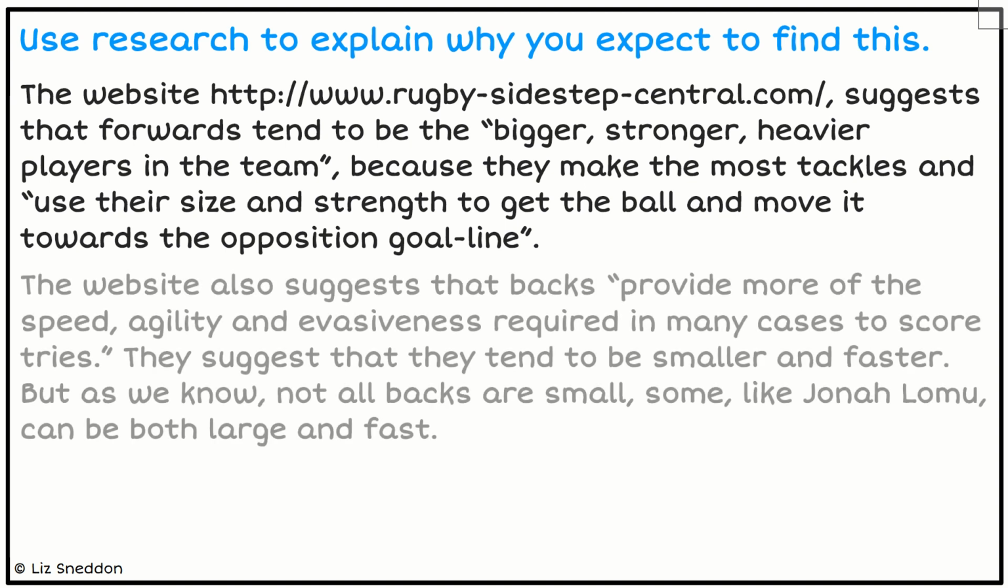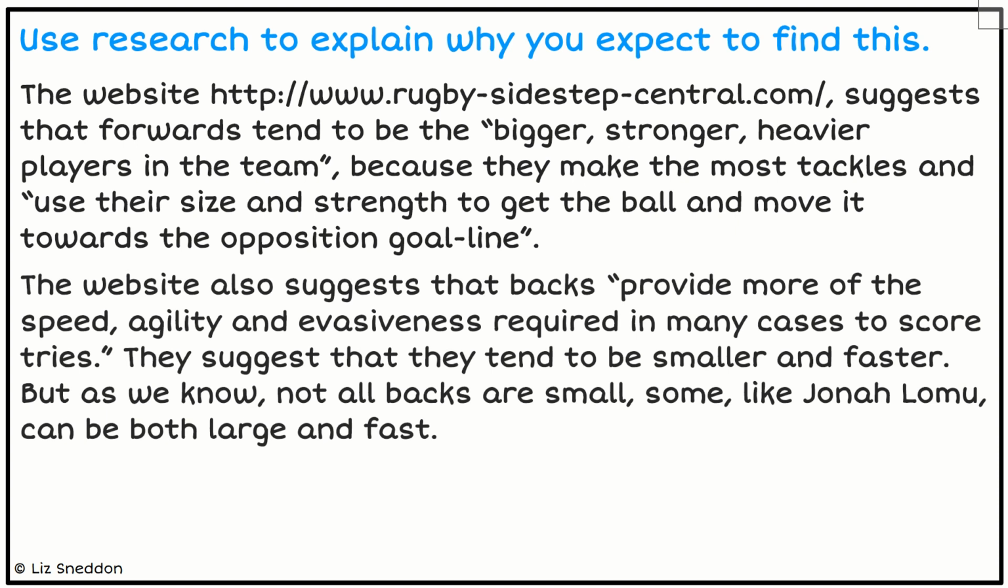So now I need to think about the backs. In the website I found some research that said backs provide more speed, agility and evasiveness required in many cases to score tries. So that suggests they will tend to be smaller and faster. Now that's not going to be completely true for every single back. For example, Jonah Lomu was incredibly tall, incredibly well muscled, and so his weight was probably higher. But what we're talking about is in general, what would the median weight be?